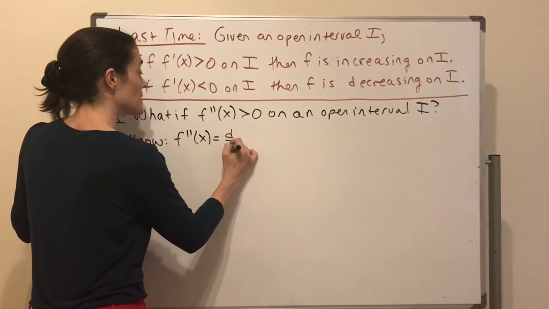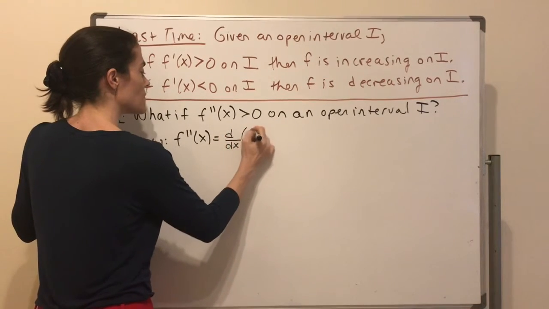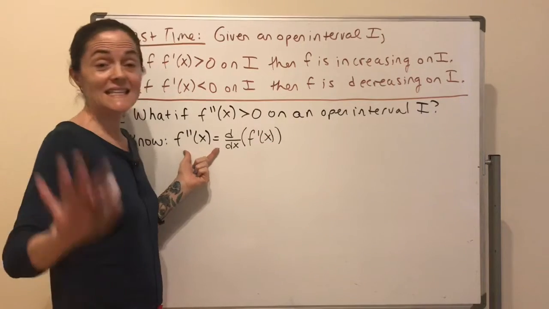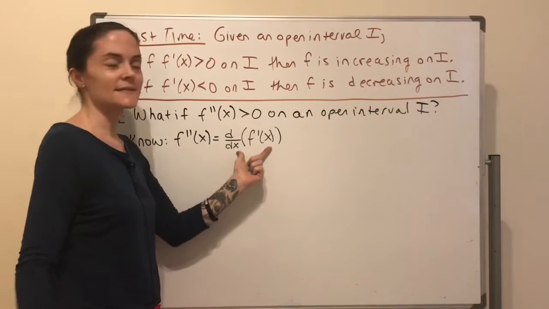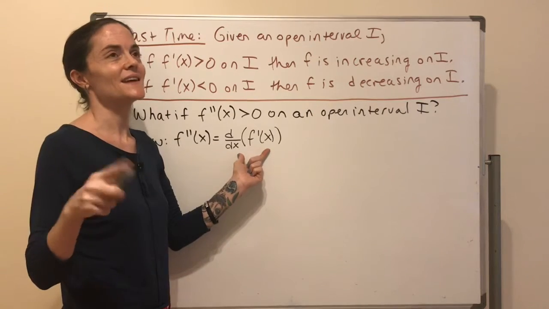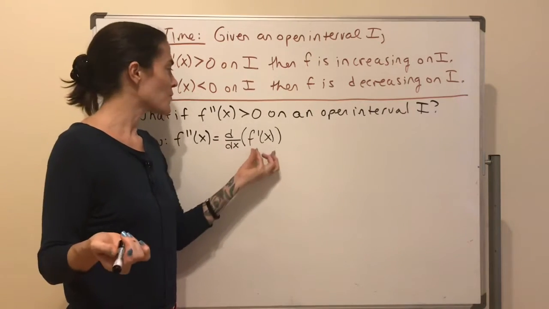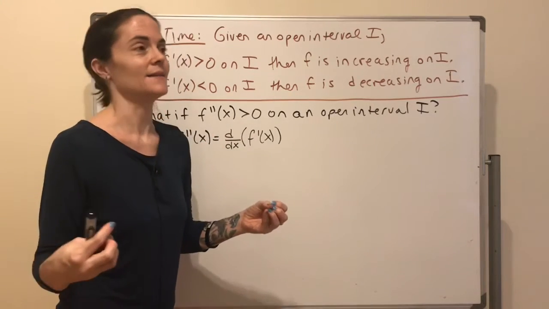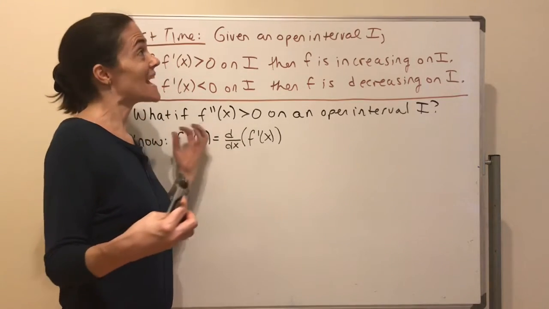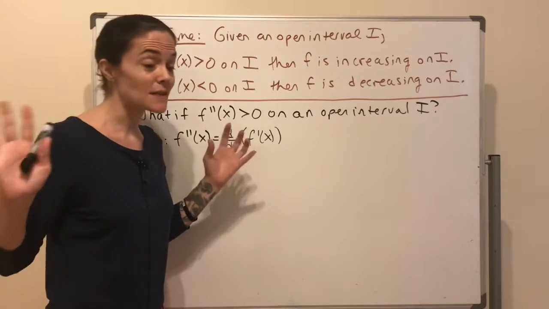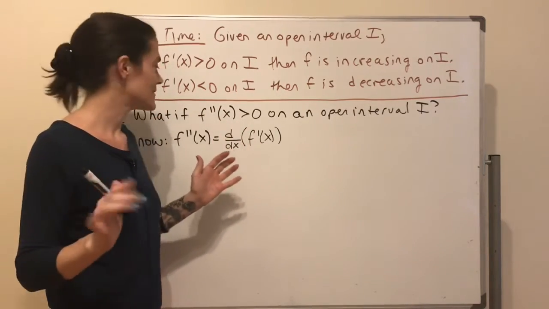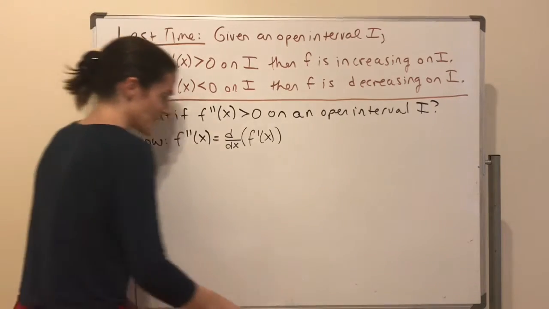It's the derivative of the first derivative. The second derivative is the instantaneous rate of change of the first derivative, or we know the first derivative gives us the slope of the tangent line, okay? So the second derivative tells us how the slope of the tangent line is changing. Okay, let's think about a picture here.